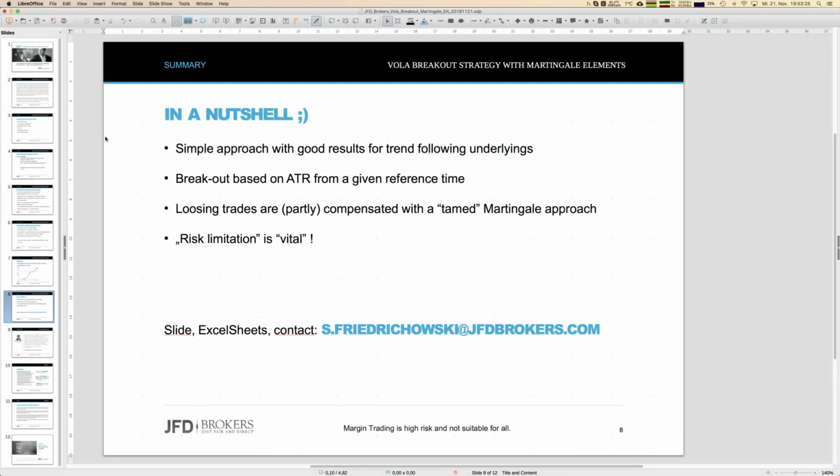So finally, we have a quite simple approach here, and we see good and promising results for trend following underlyings, like mentioned. The strategy itself is just based on one ATR and a given reference time. And what we need are the ATR value, the ATR multiplier, and finally our risk-reward ratio. We have to tame that strategy because in case of losers, we increase our risk. So that has to be done well controlled. Therefore, I call it taming martingale approaches.